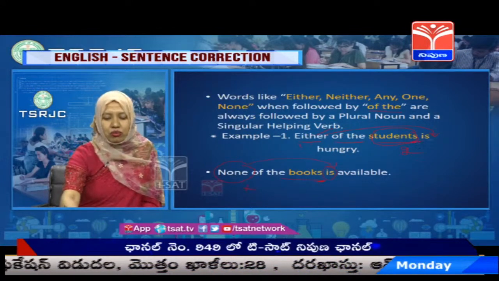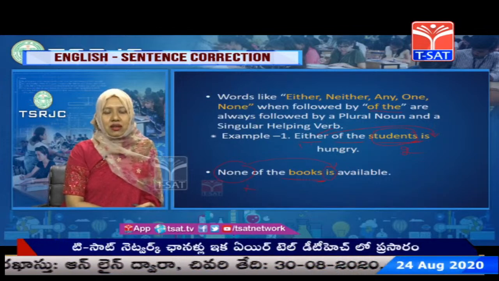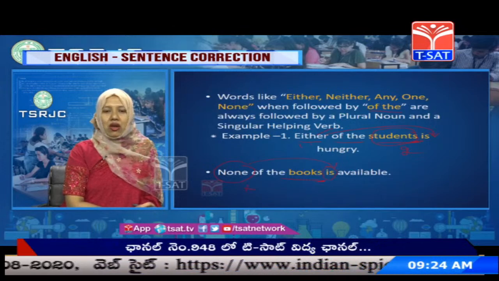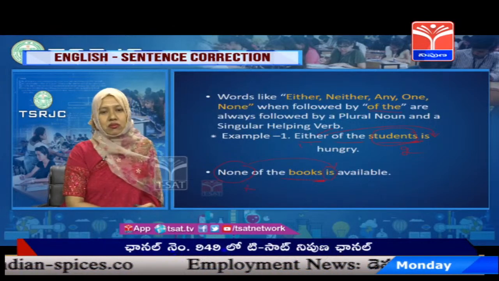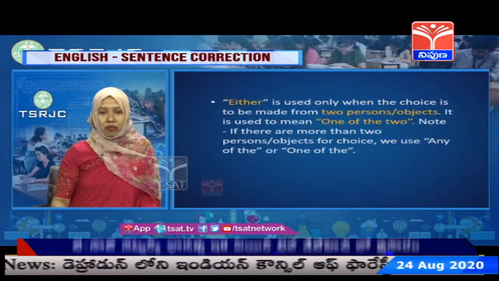Here also the noun should be plural, students. Whenever you use either, neither or any one or none, along with that the noun which follows should always be in plural form.